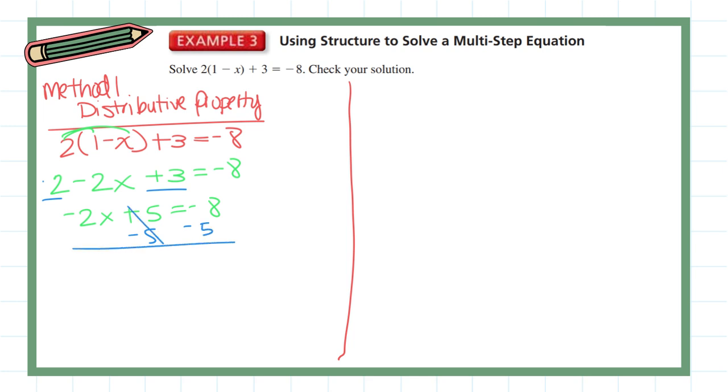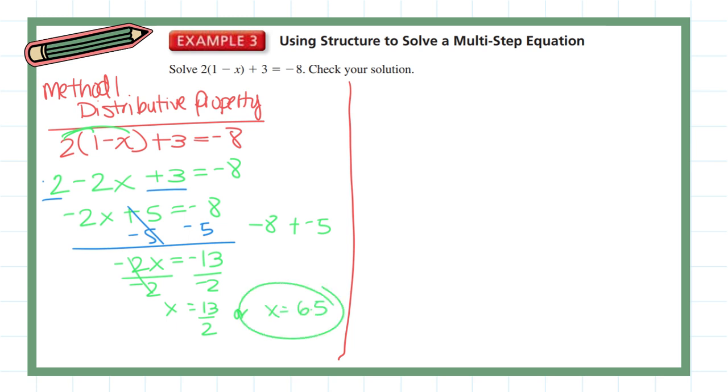If we subtract 5 on both sides, this one cancels out and we're left with negative 2x equals negative 8 plus negative 5, which gives us a negative, and negative adding gives us negative, and 8 plus 5 gives us 13. Now we're going to divide, because we're going to undo this multiplication, so we divide by negative 2. So x equals negative 13 over 2, or x equals 6.5. And that's going to be our answer.